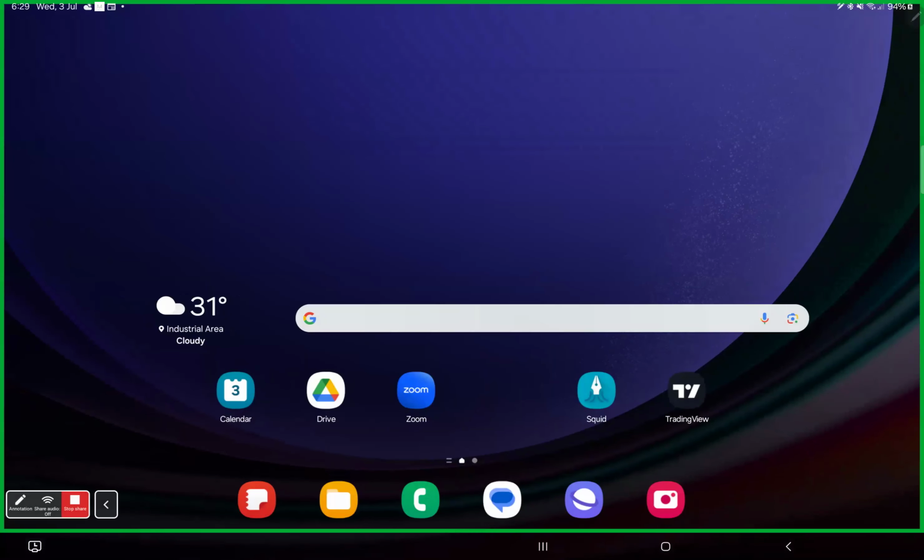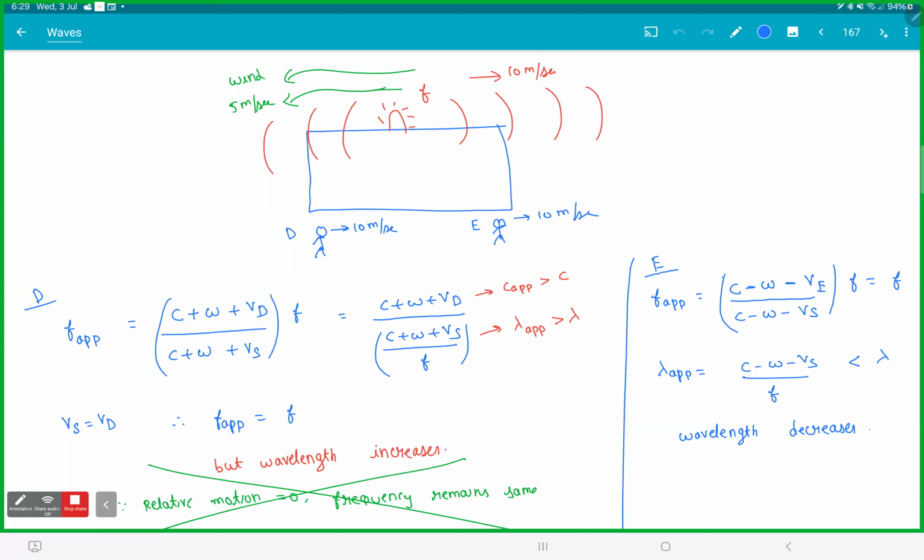So be careful with that statement. Because the relative motion is zero, frequency remains same is a blunder. That has nothing to do with the same. They have velocity, so wavelength changes, apparent frequency changes, and that's why this thing is remaining same. Is this clear, everyone? So even if you're sitting in the same vehicle, even if you go with the same speed, lambda gets affected.